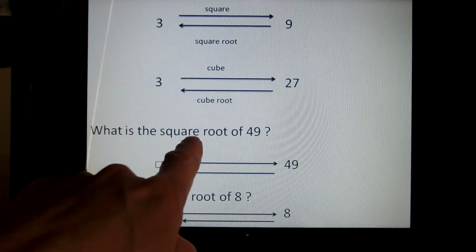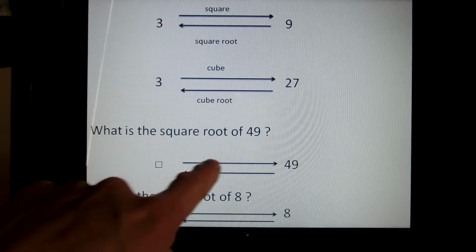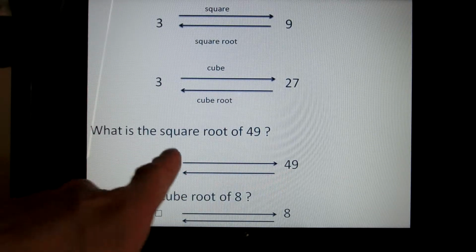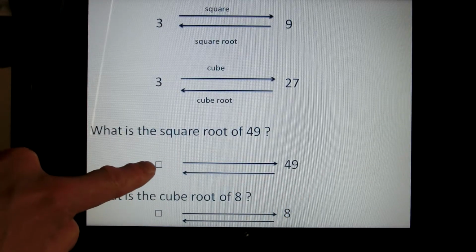If you're asked for the square root of 49, that means what number would you need to have here so that if you square it, you get 49. So going that way is squaring, coming back is square rooting. The only number that can go there is 7.